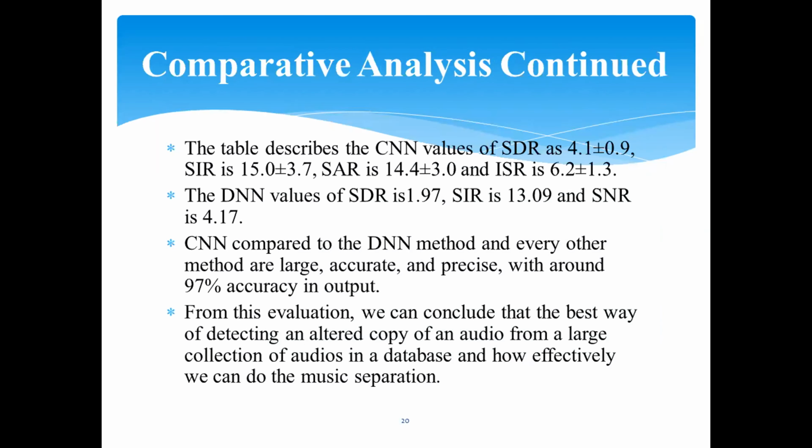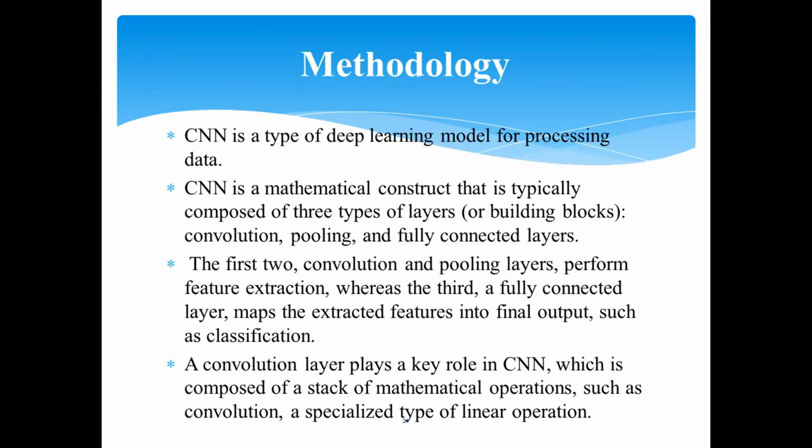So the table describes the various CNN values and the DNN values. Comparing all this, the CNN based method compared to DNN and other methods gave very comprehensive, accurate and precise results. It consists of almost 97% accuracy in the output. From this evaluation, we can conclude the best way of detecting an altered copy of an audio from a large collection of audio in a database, and how effectively we can do the music separation.